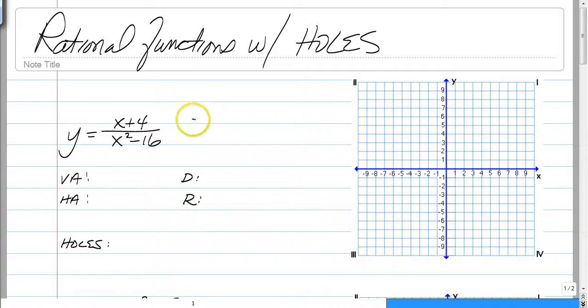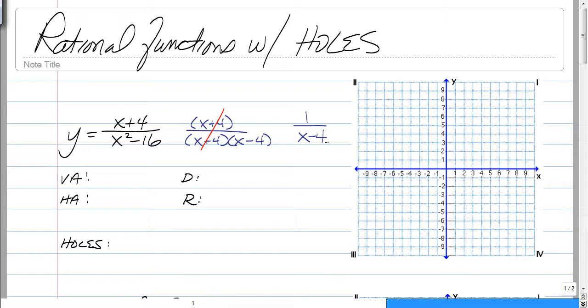The first thing you always want to do when you're graphing these is you're going to want to make sure you factor the top and bottom when necessary. So the denominator has a difference of 2 squares, so that simplifies to x plus 4 and x minus 4, and it's no surprise, the x plus 4's cancel. So this actually simplifies to 1 over x minus 4.